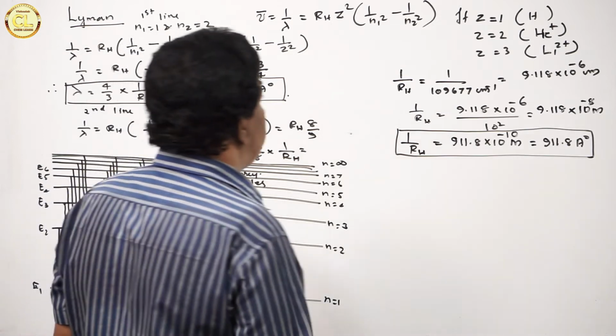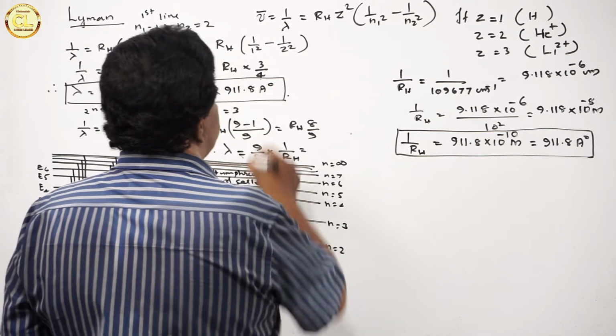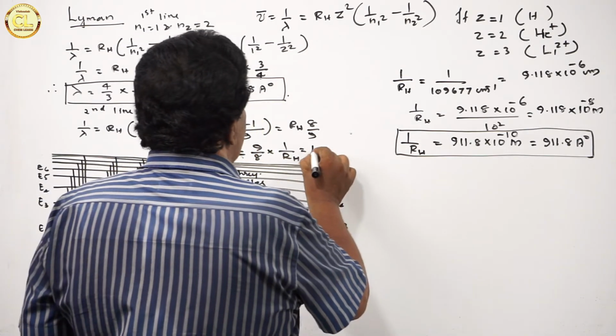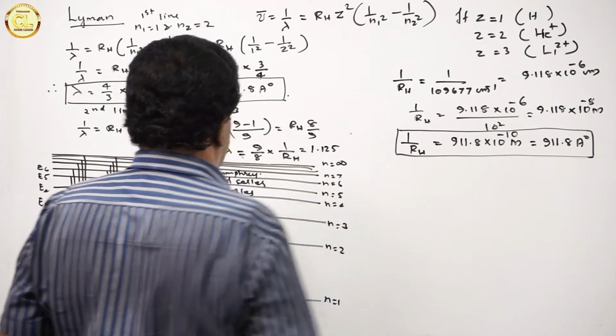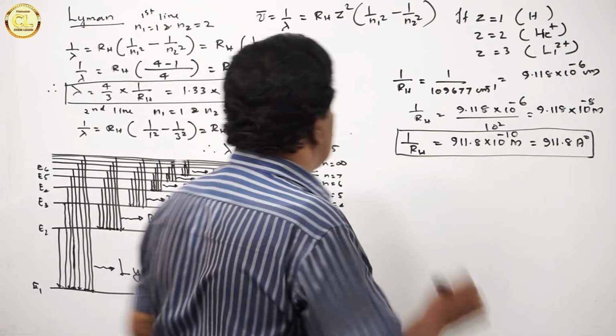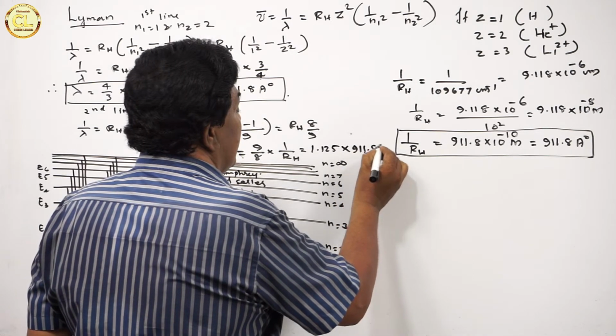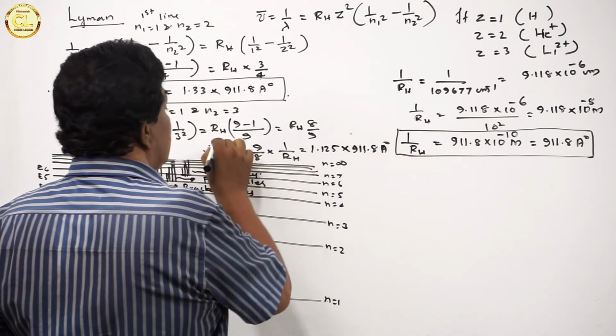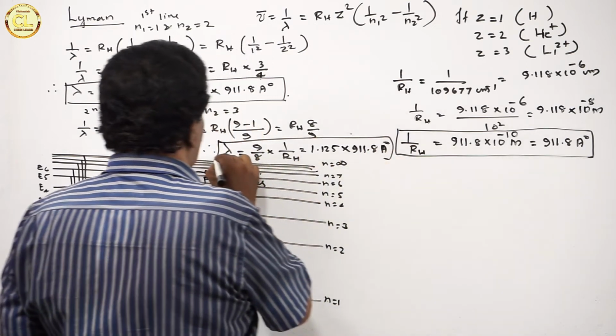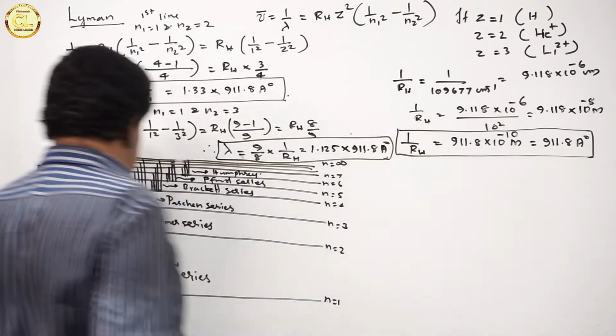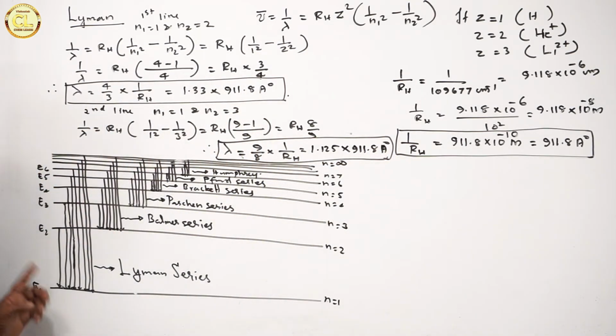9 by 8 is equal to 1.125, and 1 by RH is equal to 911.8 angstrom units. This is the wavelength for the second line of the Lyman series.